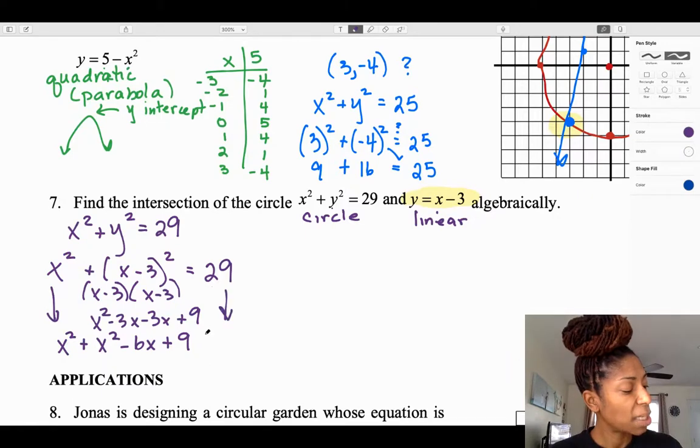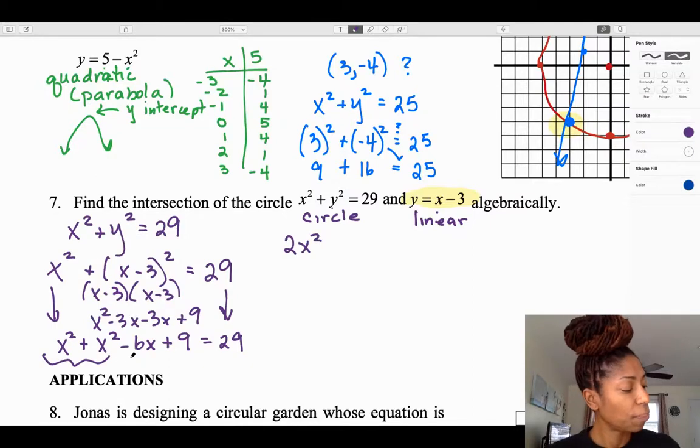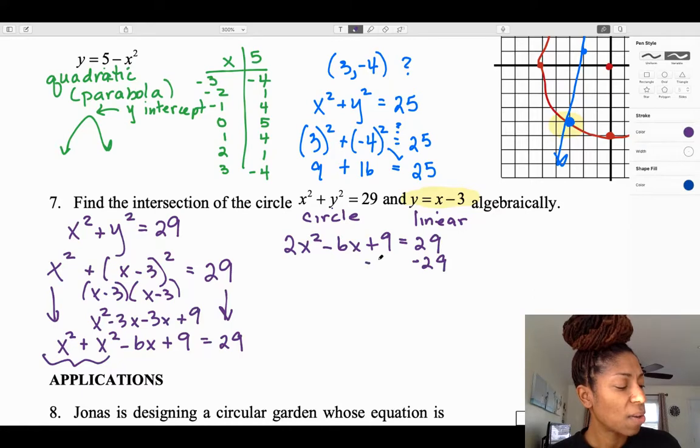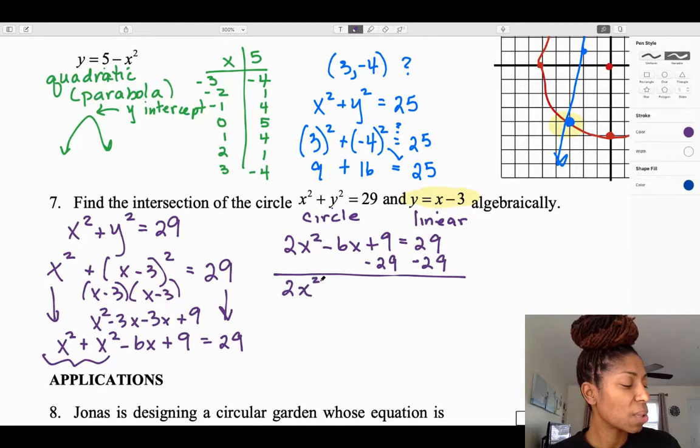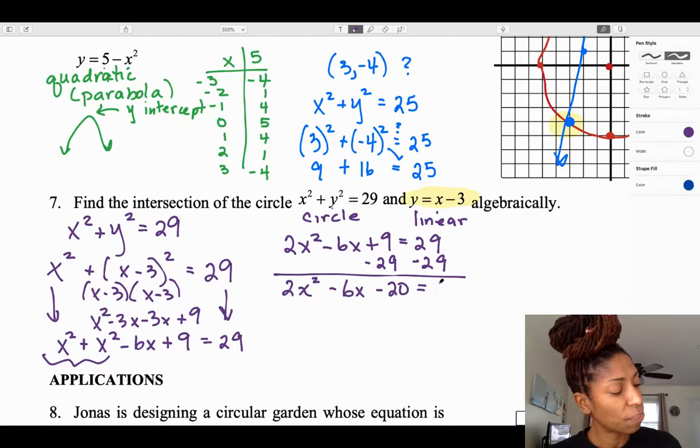And I'm going to bring my equals 29 down. So now let's simplify this. x squared plus x squared is 2x squared minus 6x plus 9 equals 29. And in standard form, we like the equation to equal 0. So we're going to subtract 29 from both sides of the equation, and we get 2x squared minus 6x minus 20 equals 0.